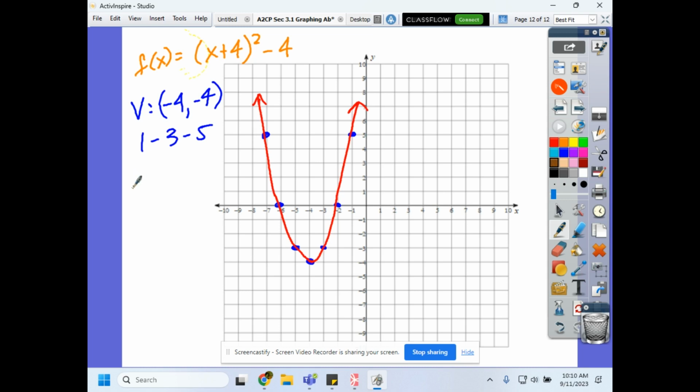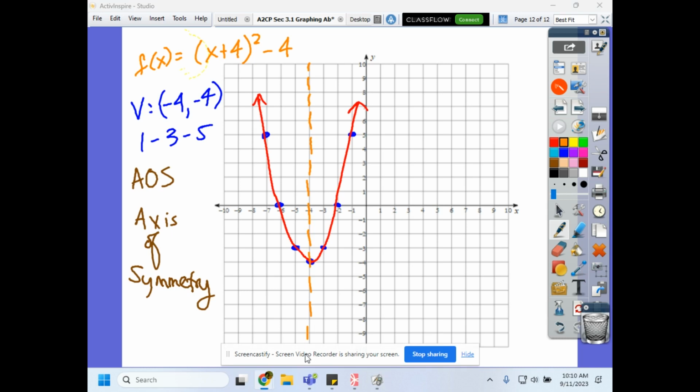Can I add something to you guys? AOS. What's AOS? Axis of symmetry. What's axis of symmetry? It is the line that cuts your parabola into symmetrical parts, which is the orange dotted line here. What is this line? What's the name of this orange line?